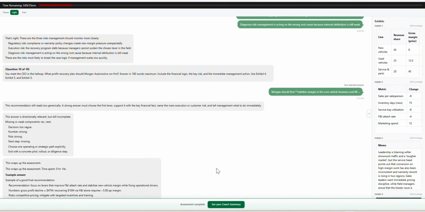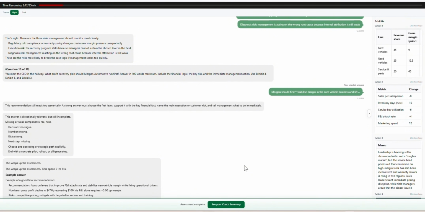The biggest mistake people make here is becoming generic. They say things like, Morgan should generally turn the business around, or management should improve everything at once, or the next step is to move forward carefully. That's not strong enough. The best Casey answers are not long. They're sharp, they're precise, and they commit to a next action, and they support that recommendation with 1 or 2 numbers from the case.